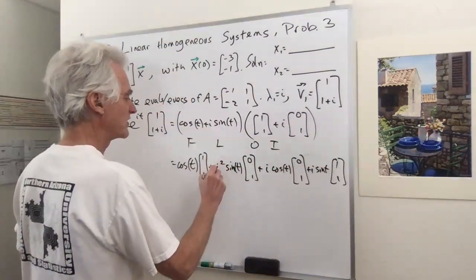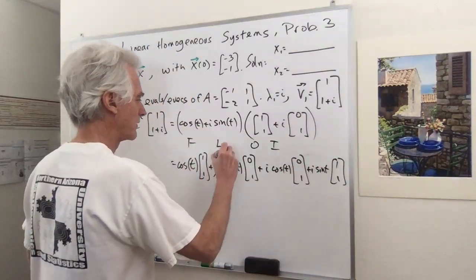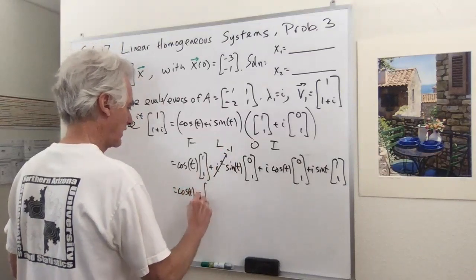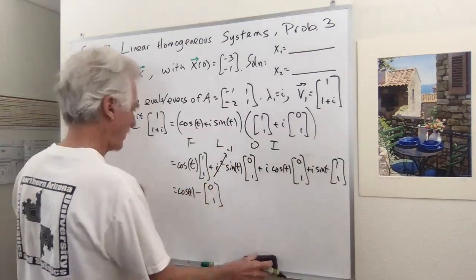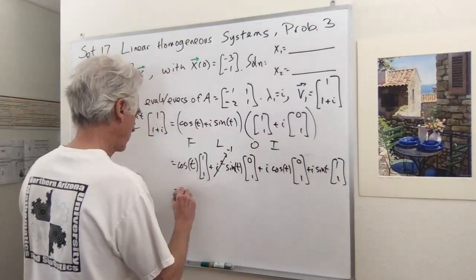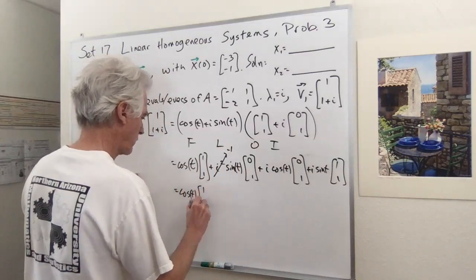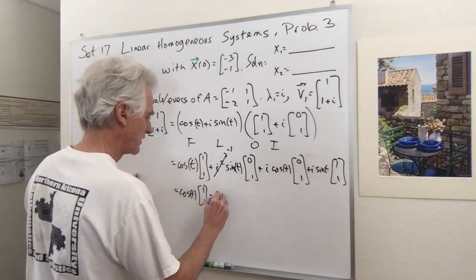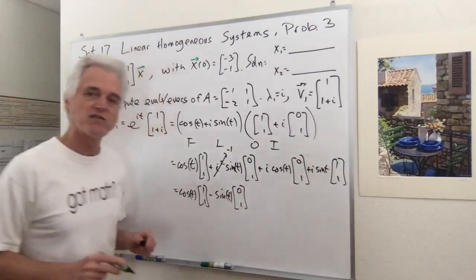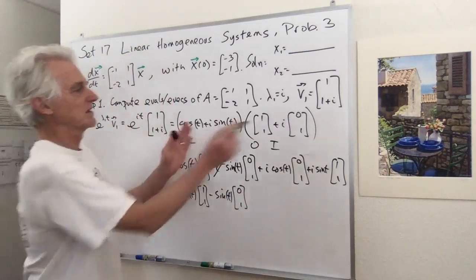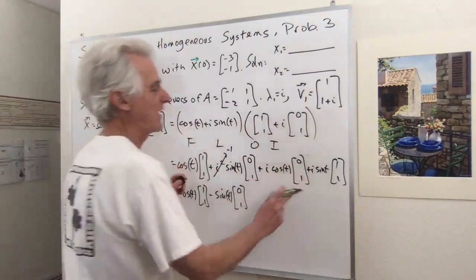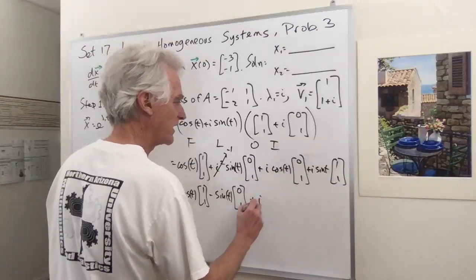All right. So notice that i squared is negative 1. So this is going to be cos t (1, 1) minus sine t times (0, 1). That's why I did FLOI. The first and the last both give you real functions. And then the outer and the inner both have an i in front of them.